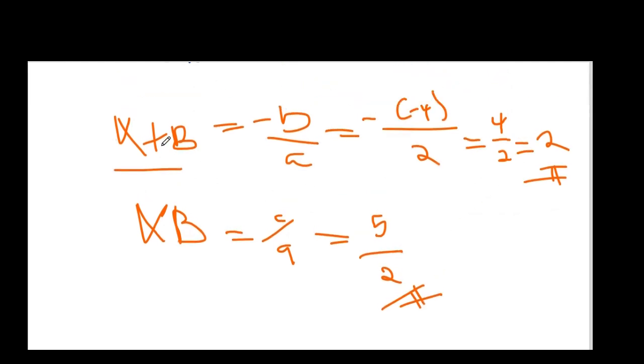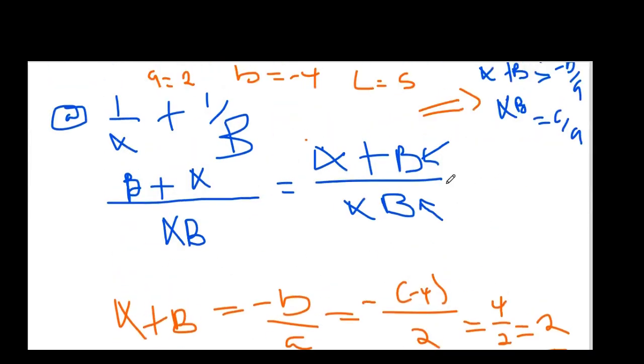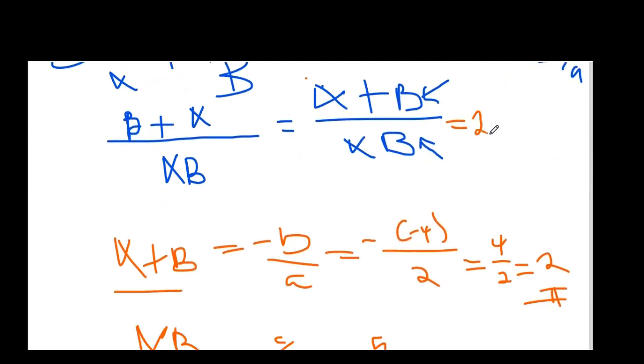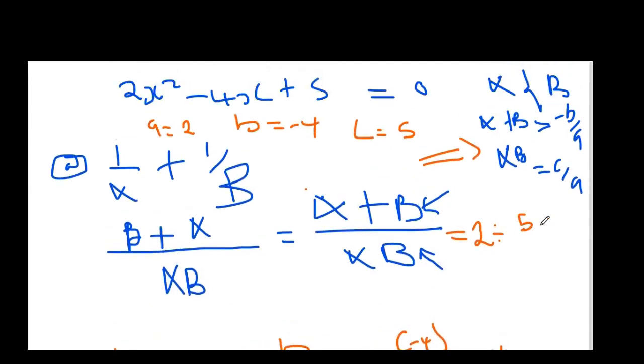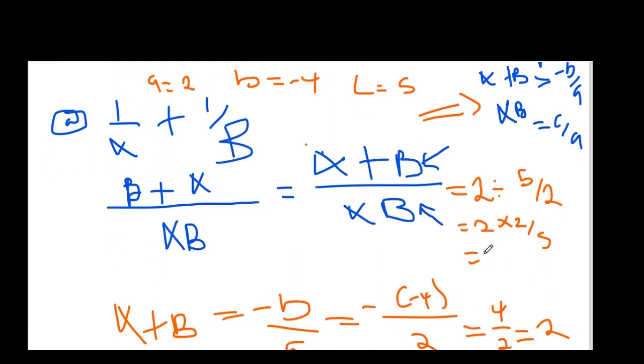So now after getting our sum and our product, we can put them into this formula. What is our sum here? We said our sum is 2. So we put 2 divided by our product, which is 5 over 2. That is the same as 2 multiplied by 2 over 5. Meaning the answer there will just be 4 over 5. So the value of 1 over alpha plus 1 over beta is simply 4 over 5. Any questions there?